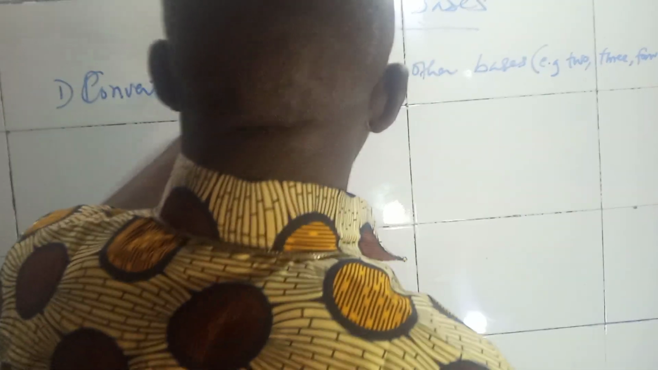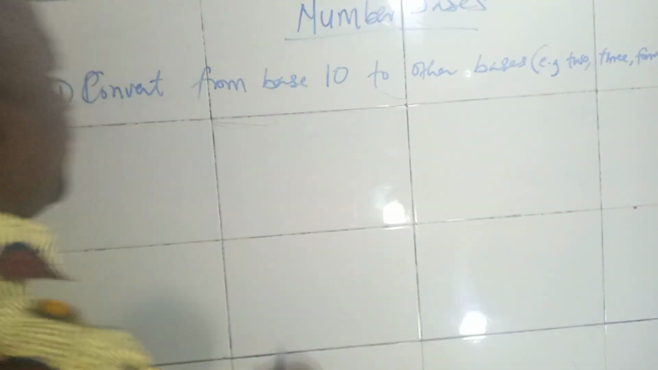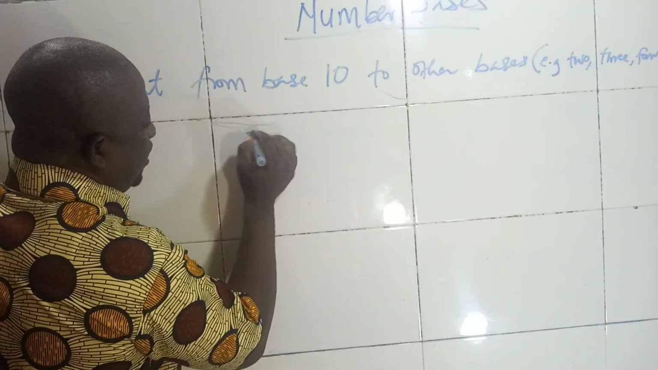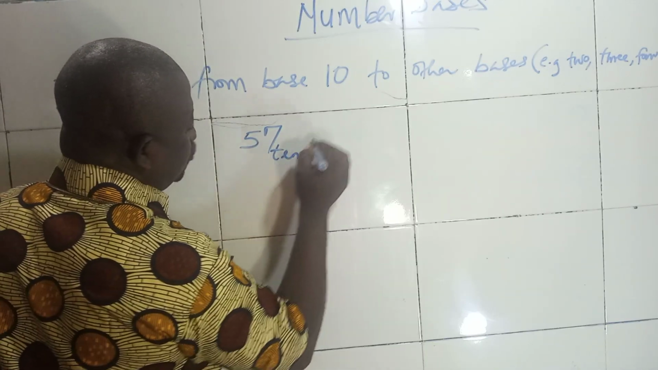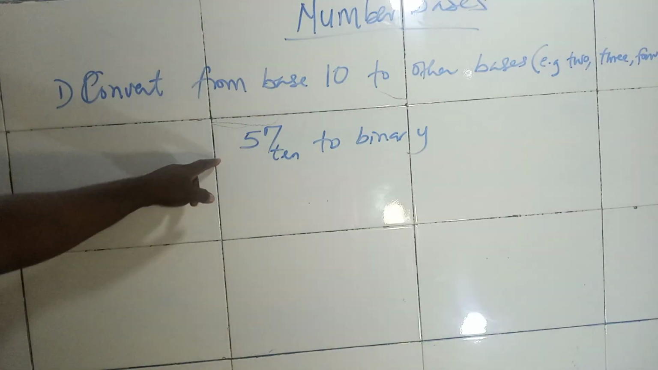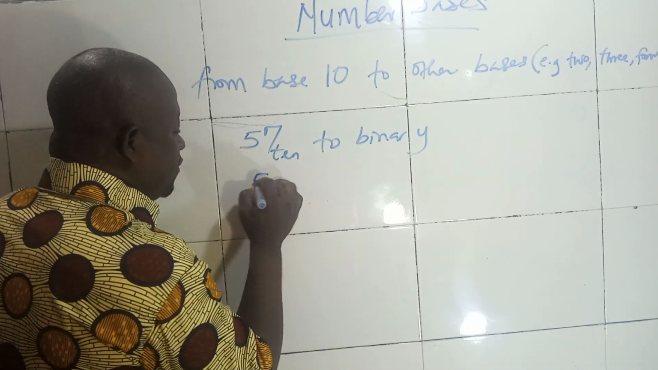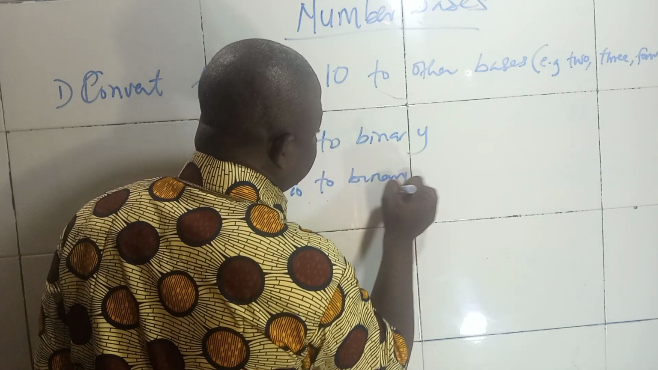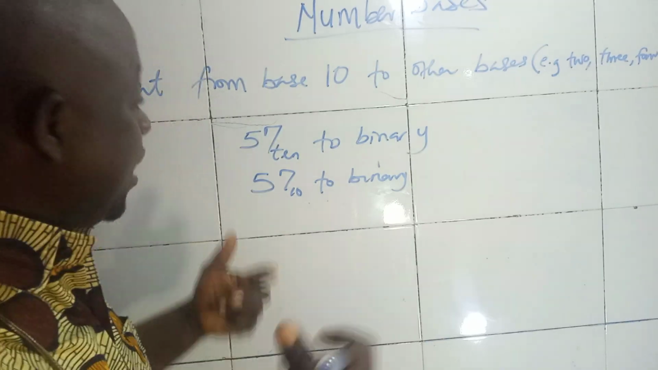So, convert from base 10 to other bases. If I say base 10 to other bases, I can write: convert 57 base 10 to binary. Let's start. Convert 57 base 10 to binary. Very simple. How do we go about this?